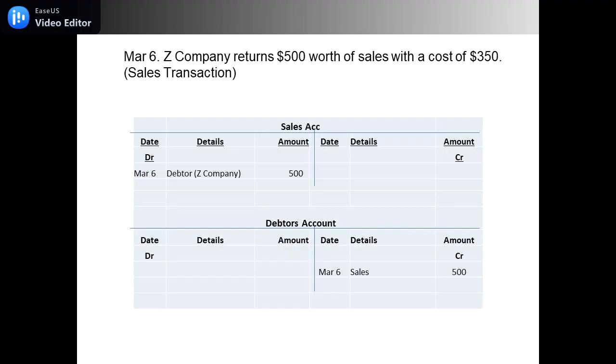When the sales are returned, it reduces the sales and therefore you debit the sales account or returns inwards and credit debtors account because the debtor has gone down. Then on the cost side, you debit inventory account with 350 and credit cost of sales with 350.